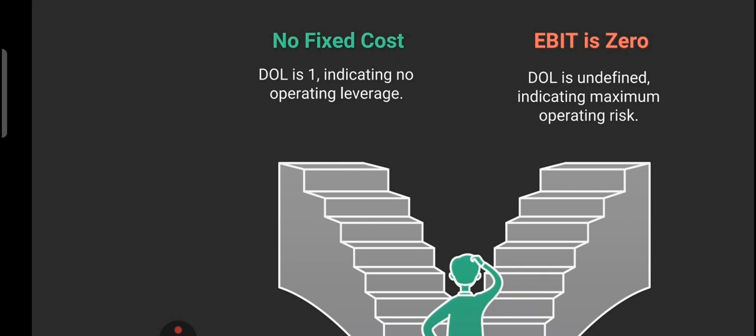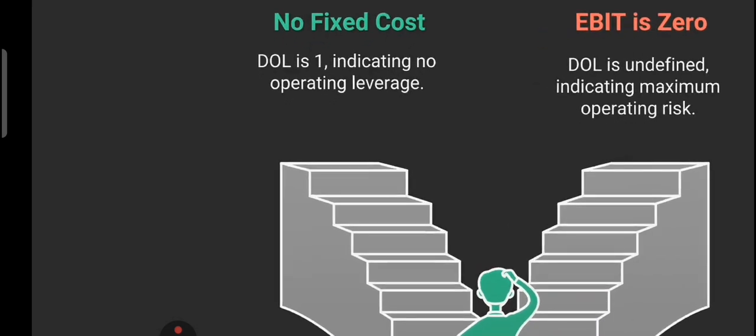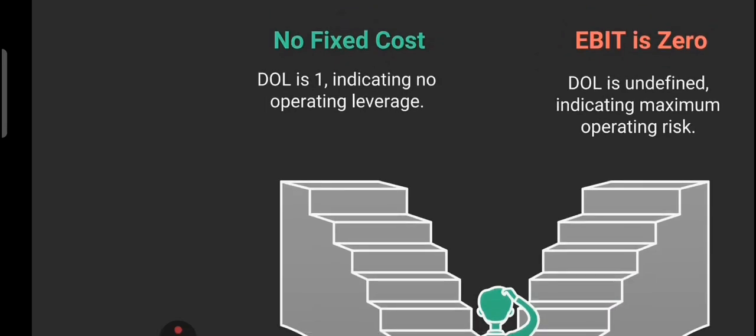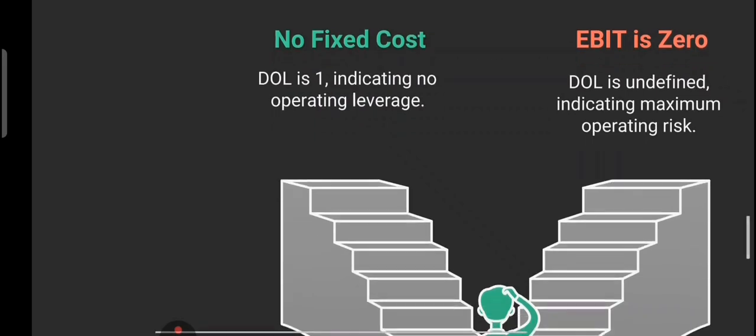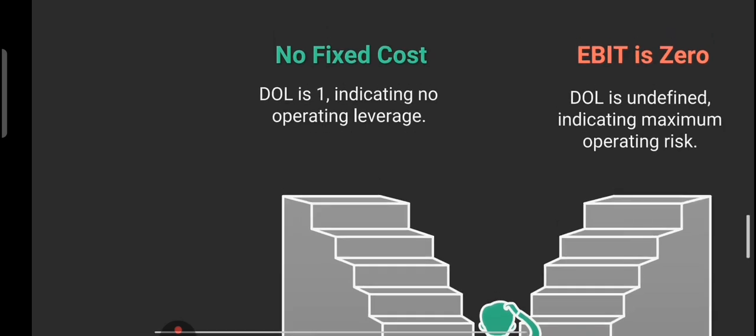When a business has no fixed cost, it runs purely on variable expense, right? In this case, DOL is 1, meaning there is no operating leverage. The question is why no operating leverage? Because your profit moves exactly in synchronization with your sale, so no acceleration effect is there. So it is a safe zone.